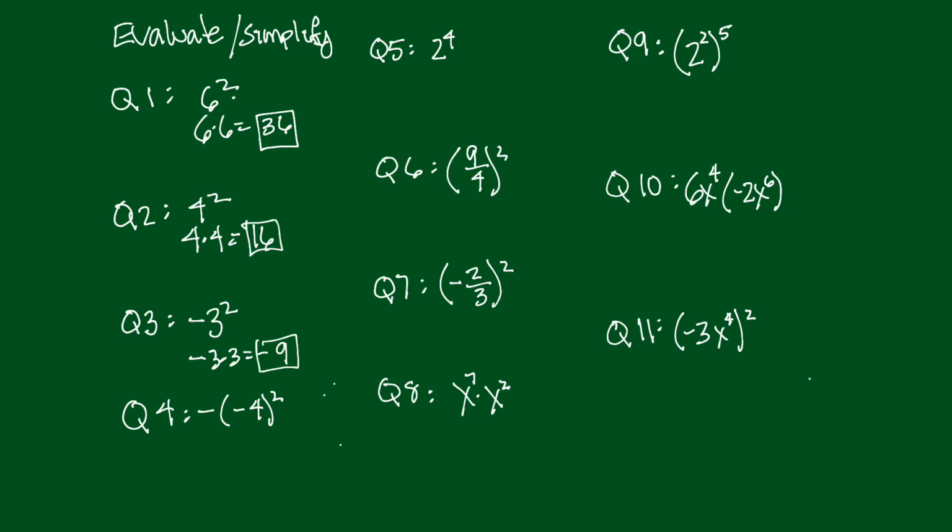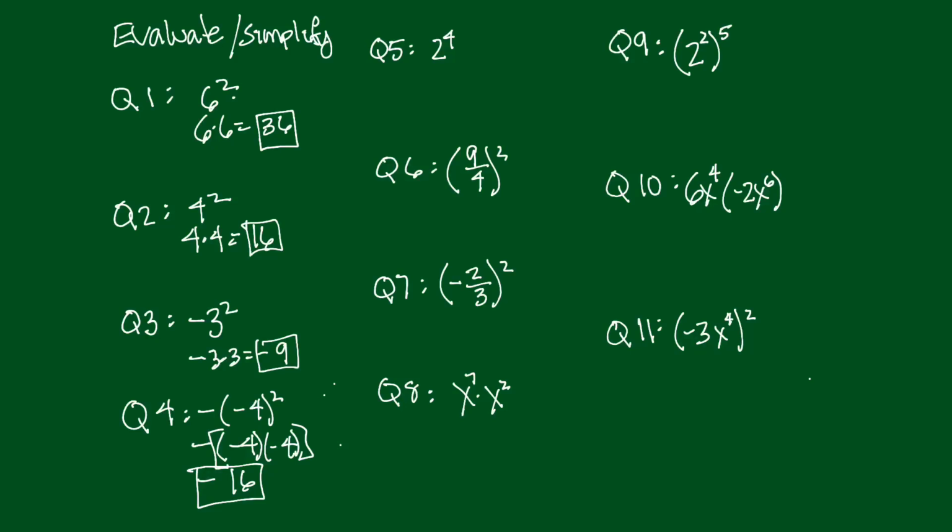Now, in the next one, I'm going to have negative 4 squared. Now, if I write it out, negative 4 times negative 4, right? That negative 4 appears twice, so negative 4 times negative 4 is 16, so I get negative 16 out of this.